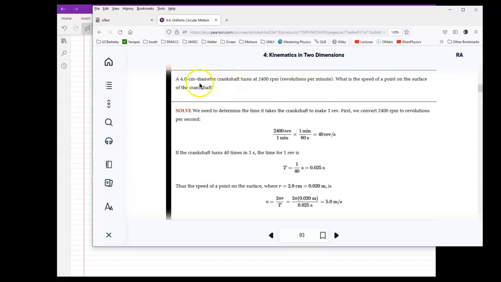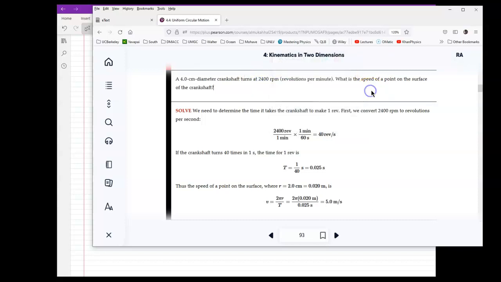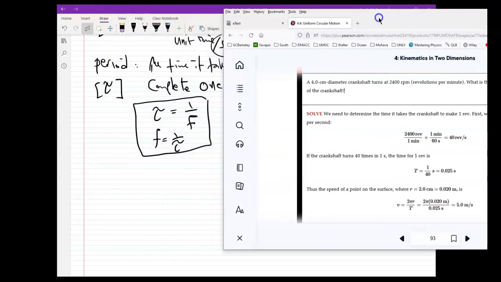All right. So he says you have a crankshaft, diameter 4 centimeters. It is spinning or turning at a rate of 2,400 RPM, revolution per minute. Now he's asking, what is the speed at a point on the surface of the crankshaft? So basically, given the frequency, what is the speed, v? So we want to see a relationship between them. All right. So how do we solve this problem? Let me leave it on the side here.